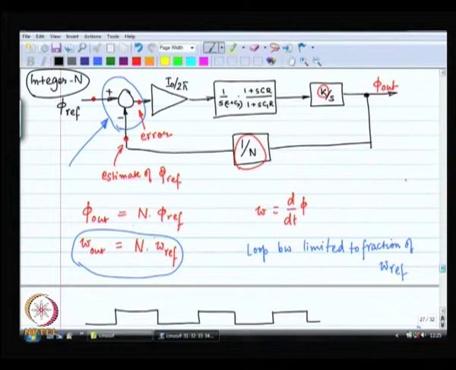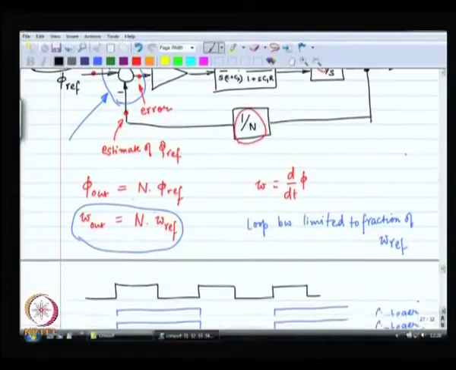Now, some important points as far as the integer N frequency synthesizer is concerned. Number 1, the loop bandwidth is limited to a fraction of the reference frequency. It has nothing to do with the frequency that you are finally generating. It has everything to do with the rate at which the phase detector is operating. So, the speed at which the phase detector is operating, that is what is important over here, not the rest of the circuitry. That is going to tell you what is the maximum bandwidth you can have for the loop. Great.